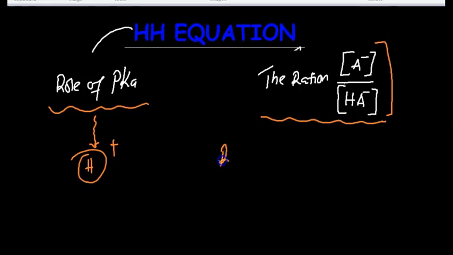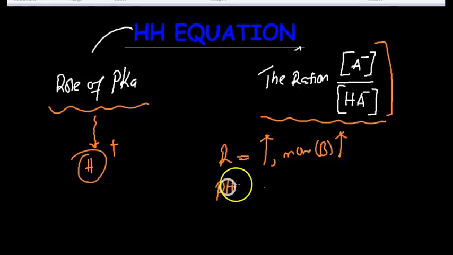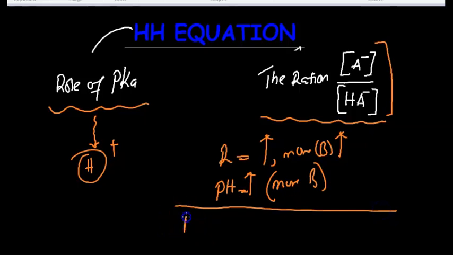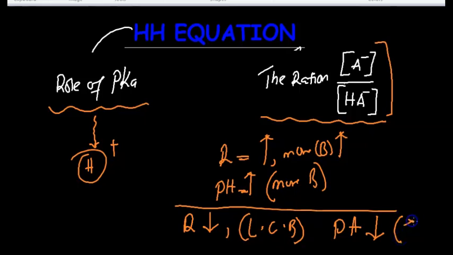If we have a higher ratio, this means we're going to have more base, and the pH will be higher, which means more basic. What about when the ratio is lower? Notice that this means less conjugate base, and if the pH is lower, this means more acidic.